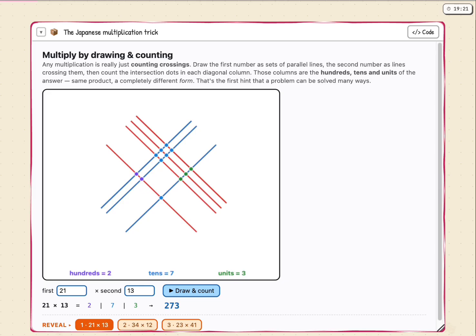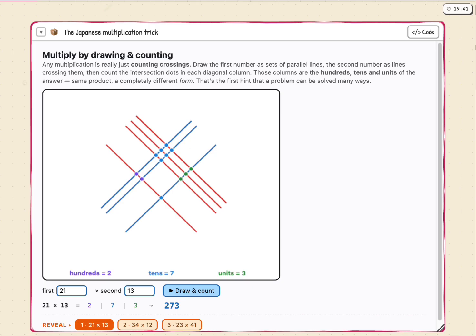The crossings naturally fall into 3 diagonal columns. The left column is the hundreds, the middle column is the tens, and the right column is the units. Count the dots. 2 in the hundreds column, 7 in the tens, 3 in the units, 2, 7, 3, 273. And that is exactly 21 times 13.